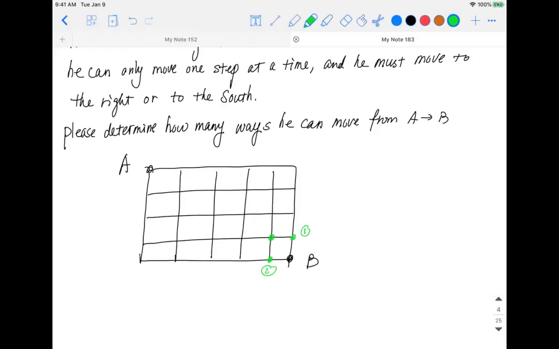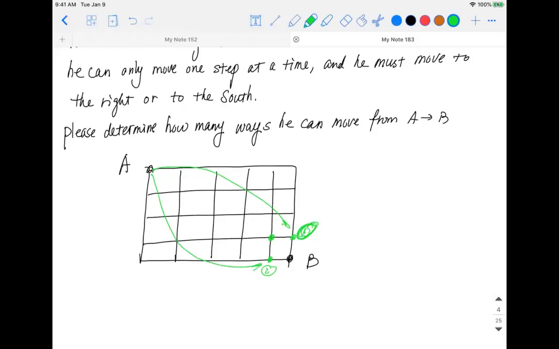So that being said, if I can figure out how many ways Peter can go from A to point 1, and how many ways Peter can go from A to point 2, then adding those two scenarios together, I'll be able to get the total number of ways Peter can go from A all the way to B. Is that right? We're on the same page, I think.